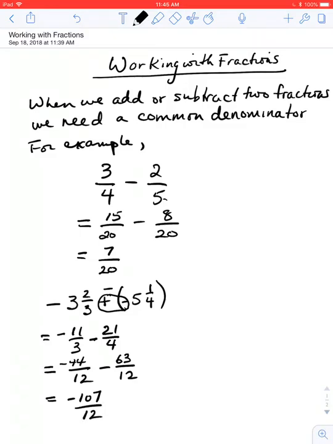As long as that answer is in lowest terms, you're probably fine with that. Or as a mixed number, that would be equal to -8 and 11/12.